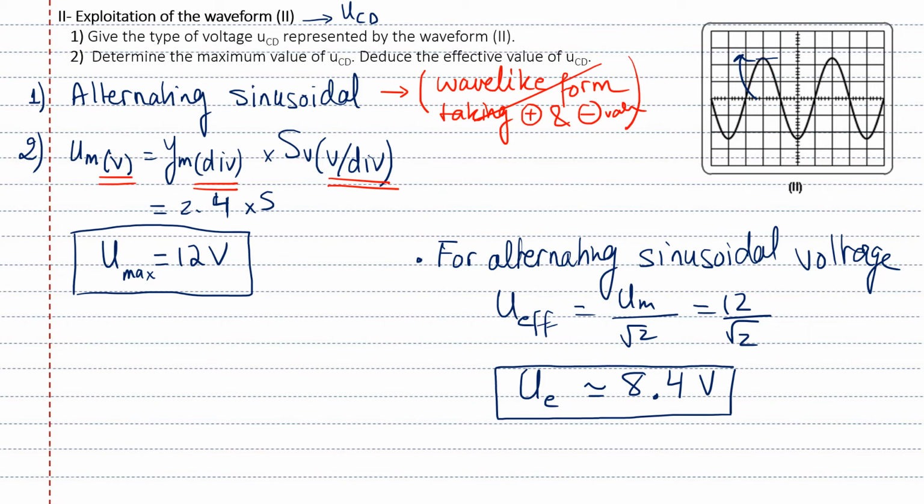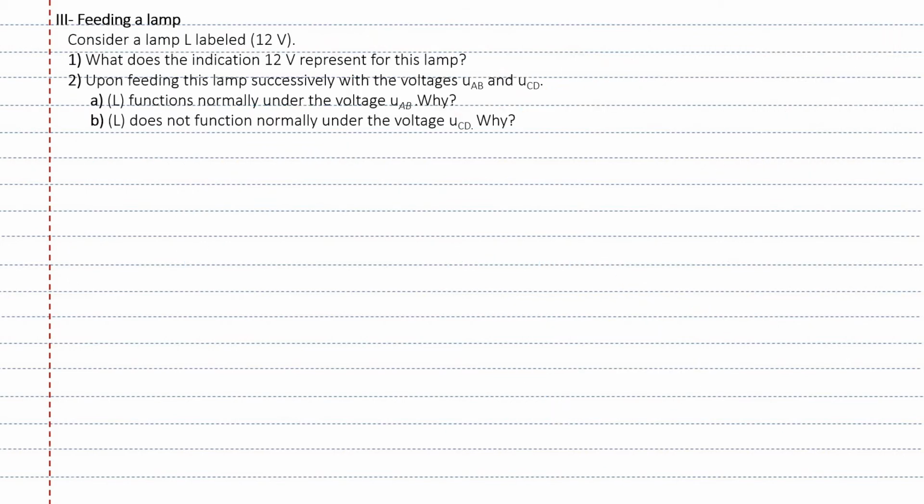Now, passing to the third part, which is a comparison between these two waveforms or voltages that we got, feeding a lamp. Consider a lamp labeled by 12 volts. Now, what does this label mean? What does the indication 12 volt represent on this lamp?